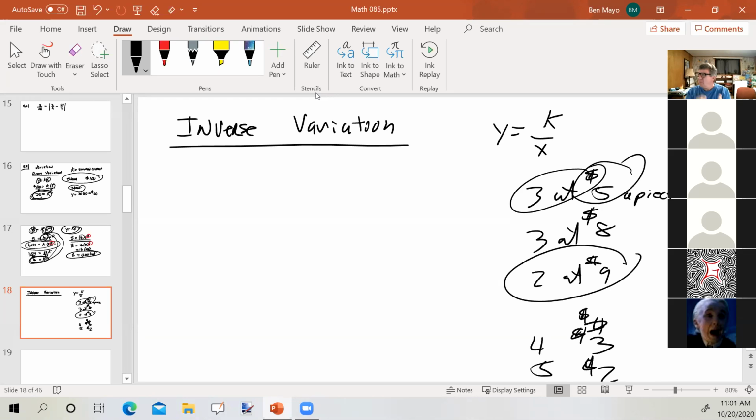Okay. So let's generalize what happened here. As the price went up, the amount you were willing to purchase went down. As the price went down, the amount you were willing to purchase went up. So this is inverse variation. As one goes up, the other goes down. As one goes down, the other goes up. And that's where you get this situation. Does that make sense?